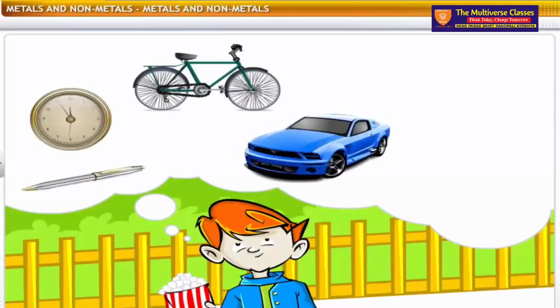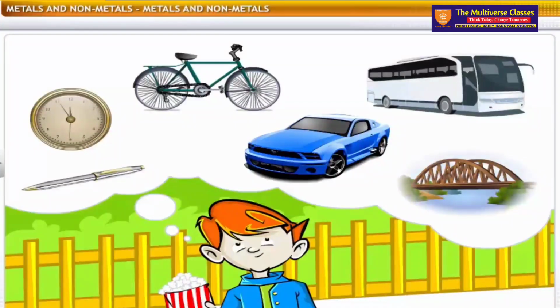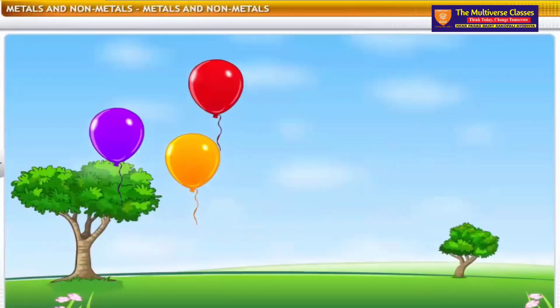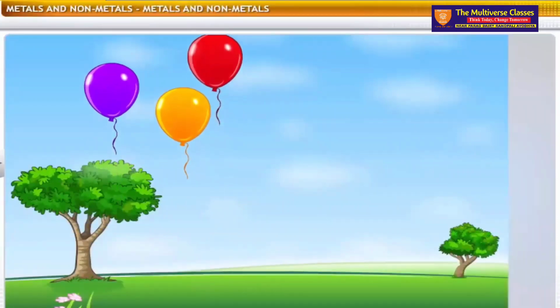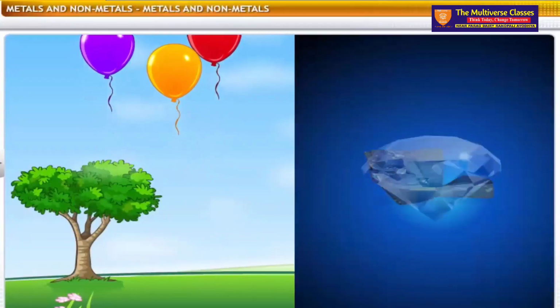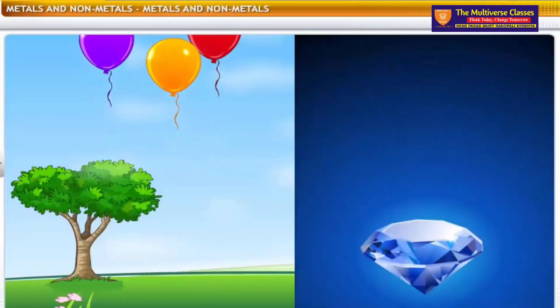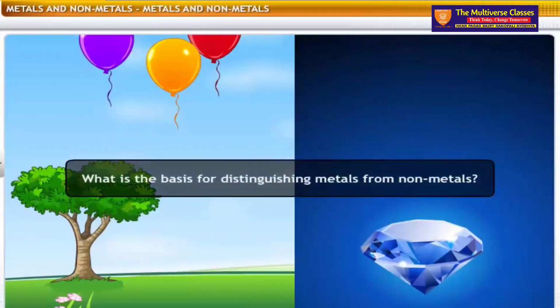Bicycle, car, bus and bridge are all made of metals. On the other hand, helium, which makes balloons fly, and the carbon that constitutes diamonds are non-metals. What is the basis for distinguishing metals from non-metals?